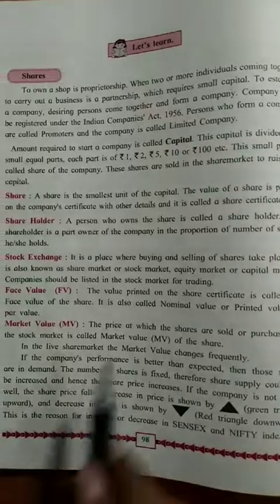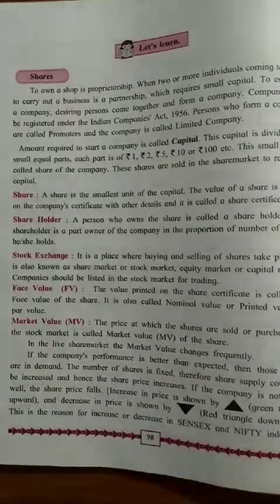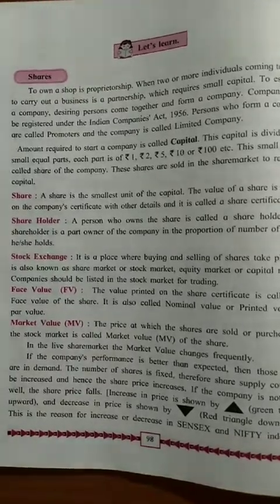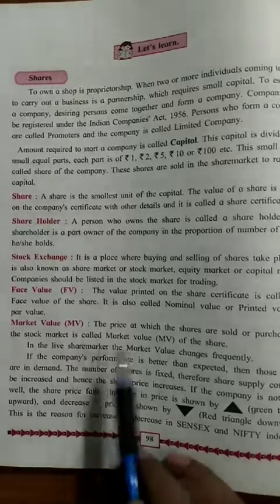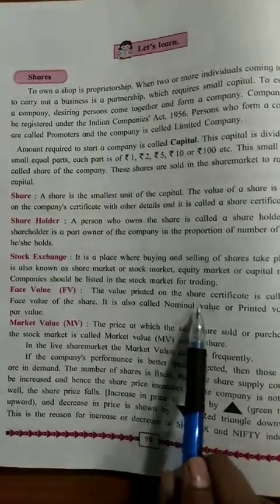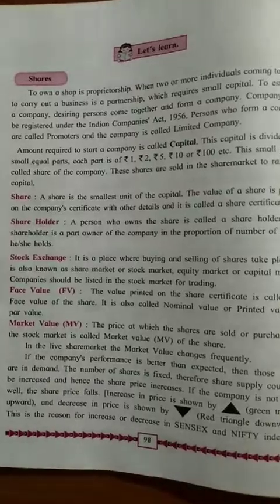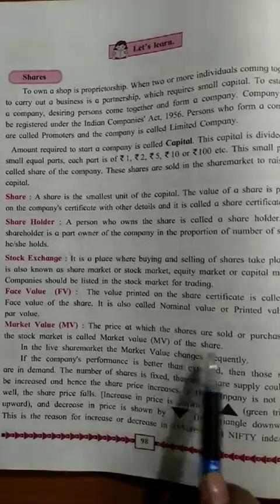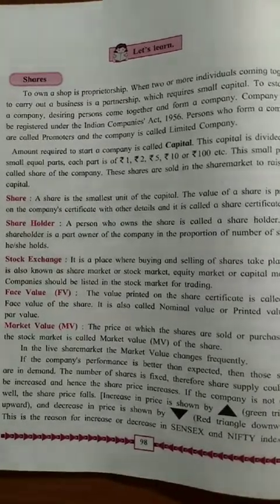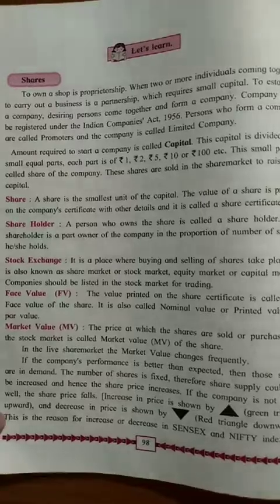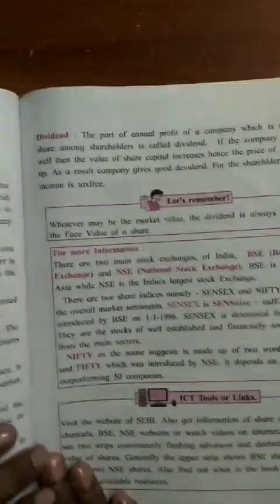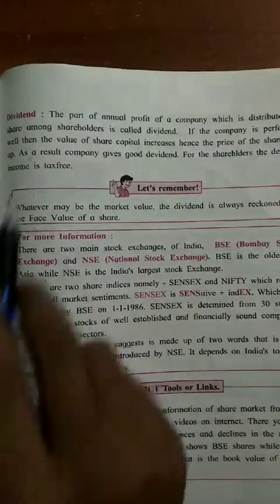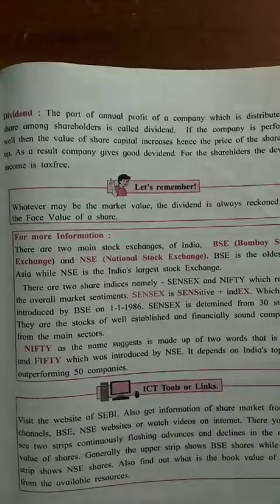Stock exchange is where buying and selling of shares take place. Famous one is the Bombay Stock Exchange. Face value means what? The value printed on the share certificate is called face value. And market value, the price at which the shares are sold or purchased in the stock market, is known as market value. Now dividend. So dividend means what? The part of the annual profit of a company which is distributed among shareholders is known as dividend.